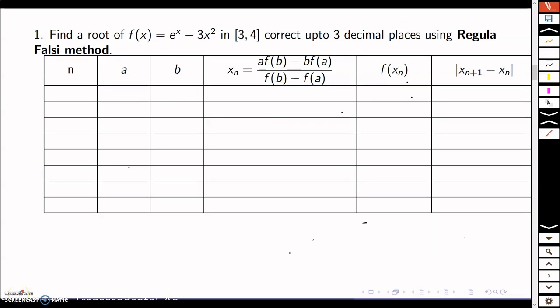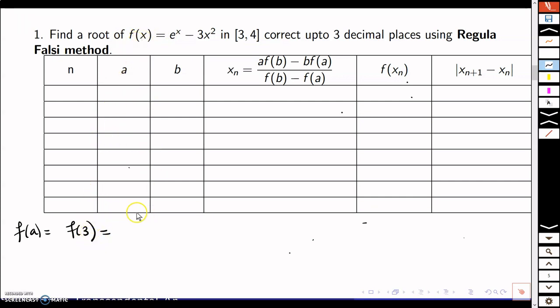So the first thing that you must verify here is the sign of f of a and f of b, which is 3 and 4 in our case, right? So let me compute the value of the function at the endpoints 3 and 4. So what is f of a? A is 3, so this is f of 3, right?